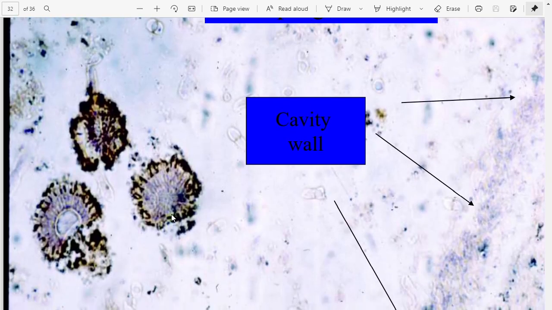Here we see even a fruiting head. This is a fruiting head, meaning the complete full grown vegetative form of the fungus, transformed from hyphae, inside the cavity wall of the aspergilloma. This is a magnified picture. You see the head, conidiophore, phialides, and a large number of spores attached to them.